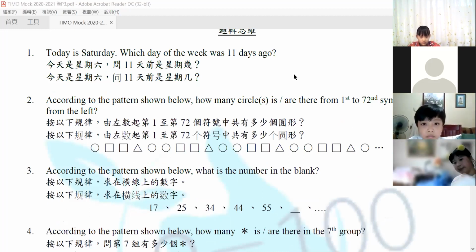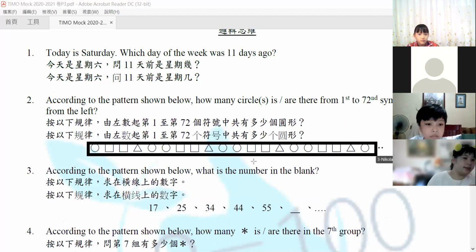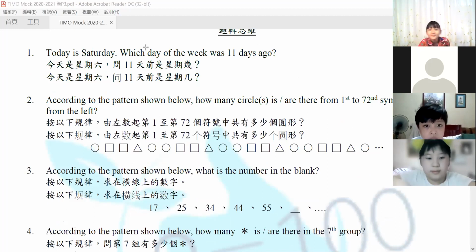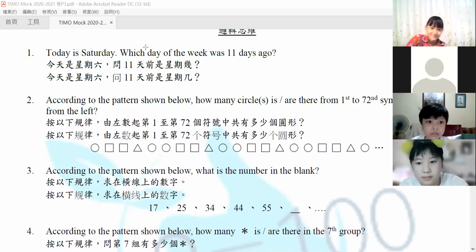So now we need to ask the question: what is the pattern of this? No, not the whole thing. What is the pattern of this diagram? It should be, yes, exactly.